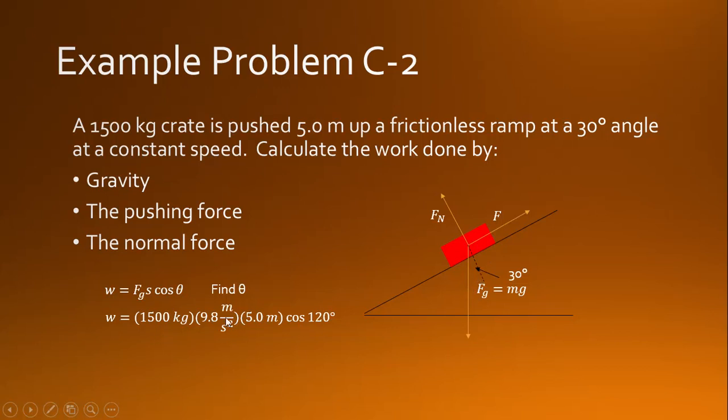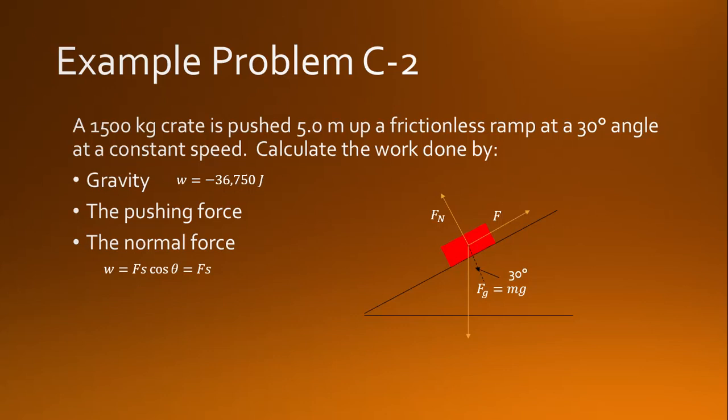So you end up with the weight, 1,500 times 9.8 meters per second squared, times the distance, 5 meters, times the cosine of the angle between displacement and force, which would be 120 degrees, this whole angle in here. So we get the work done by gravity is negative 36,750 joules. You might say, well, does it make sense that it's negative? Well, yes. It does make sense that it's negative because if you're pushing something up, the direction of its motion is opposite the direction gravity is trying to pull it.